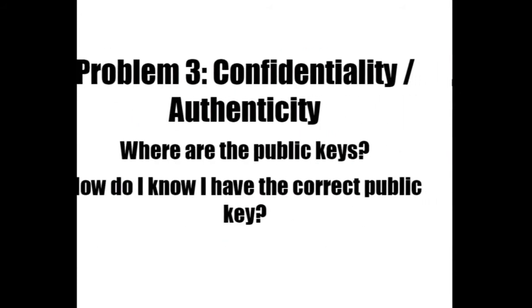So problem 3: confidentiality and authenticity. There's this public key. How is it public? Who is making it public and making it accessible? And if I get this public key, how do I know it's the correct public key that I'm encrypting for the right person, and that person is who they are?